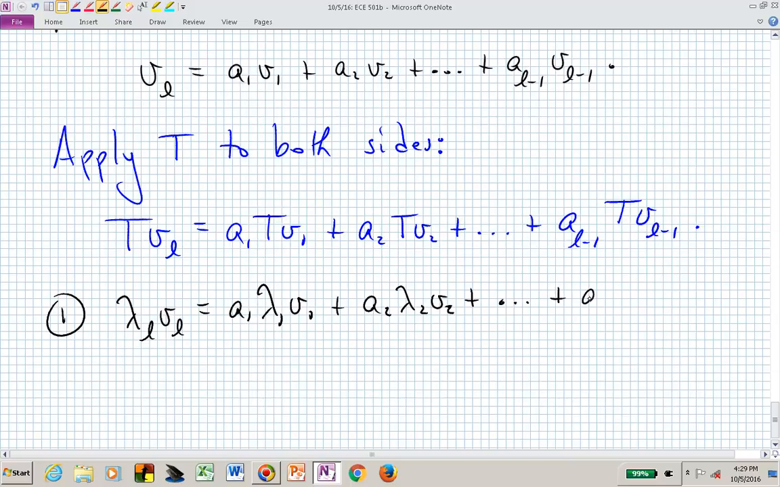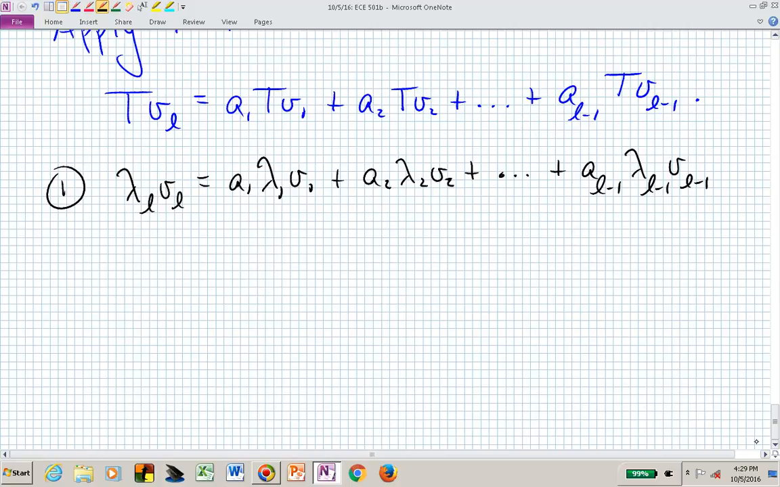And we just keep finding different eigenvalues as we go down the right-hand side. We're able to write equation 1. Let me just say why.